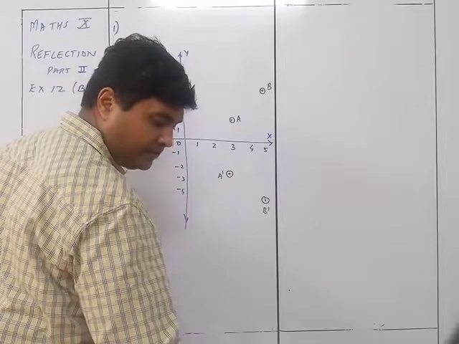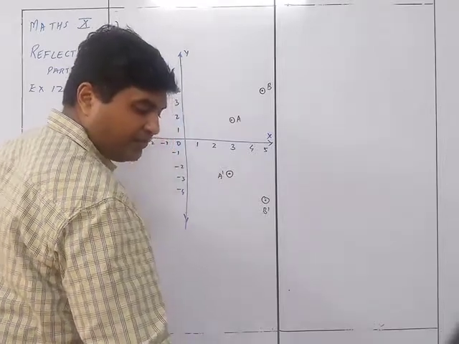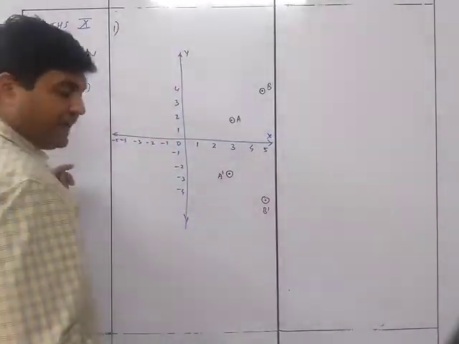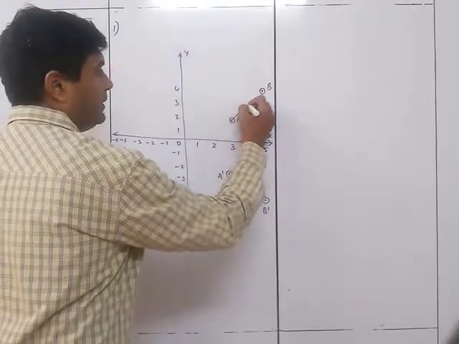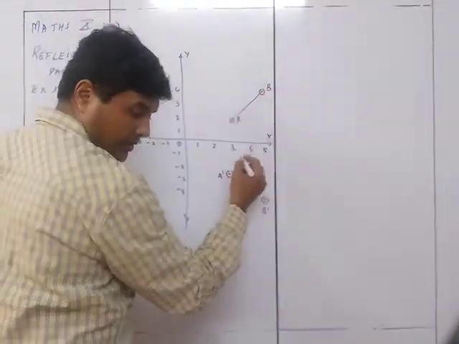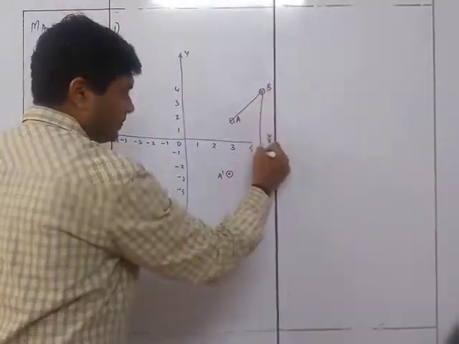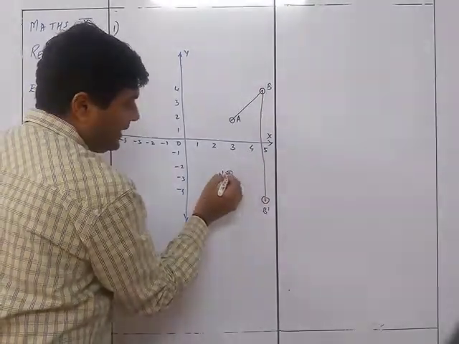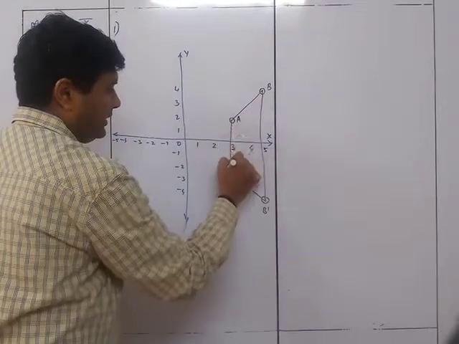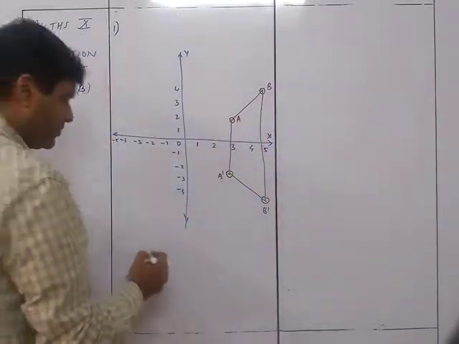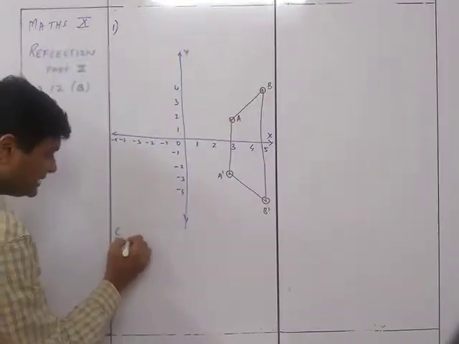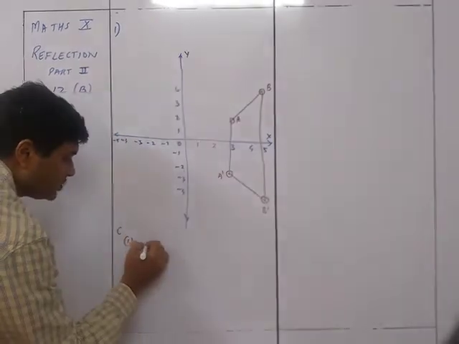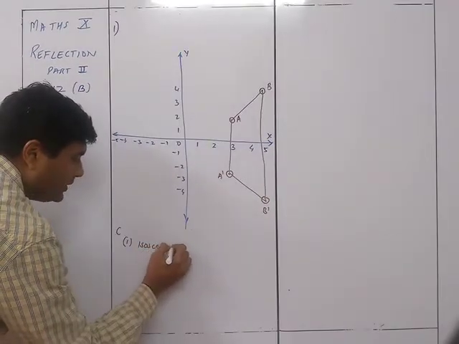Okay, we have done that. Now write down the name of the geometrical figure A, B, B dash, A dash, A. So this is the geometrical figure. What is the name of the geometrical figure? So it is, answer 1, isosceles trapezium.